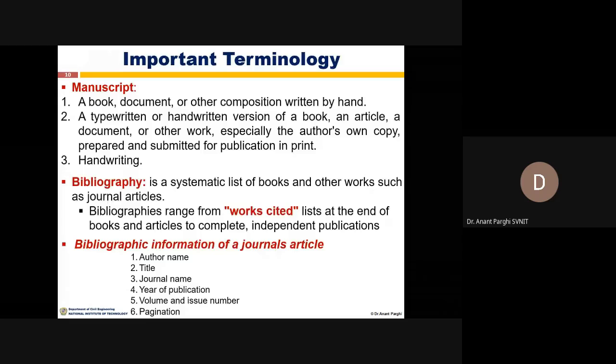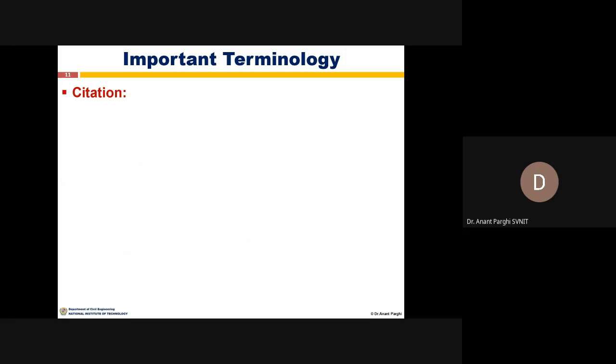Once you are writing the journal article, these are the index of the journal article: the title of your paper, the name of the author, which journal you are submitting to, the year of publication, volume and issue number, and lastly the number of pages. So this is the important terminology that we need to understand.